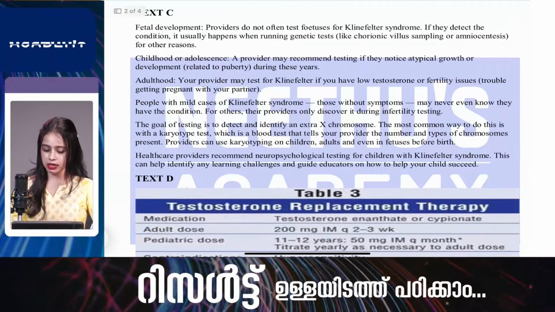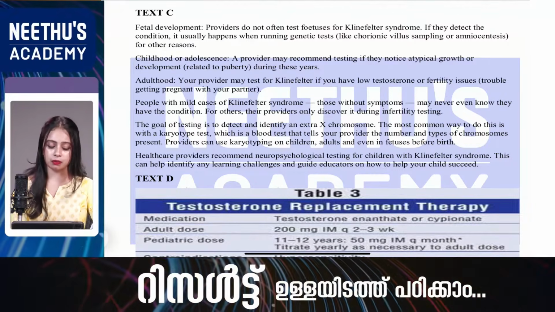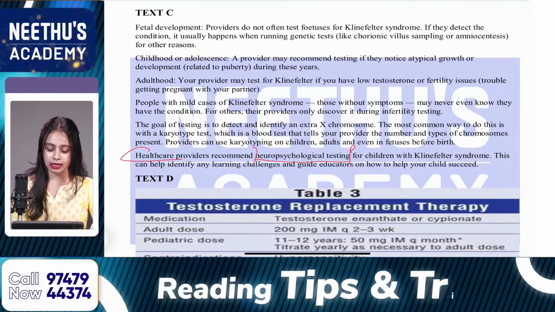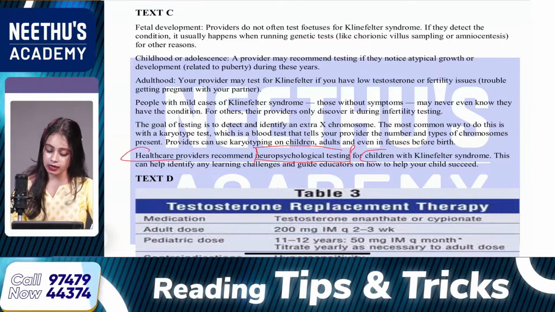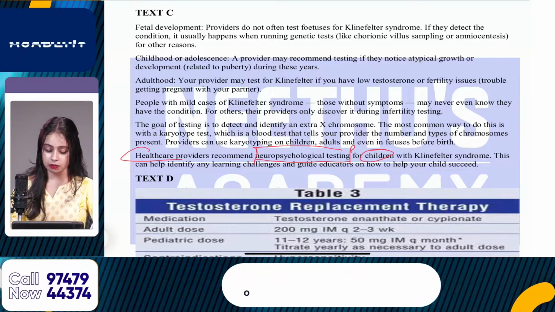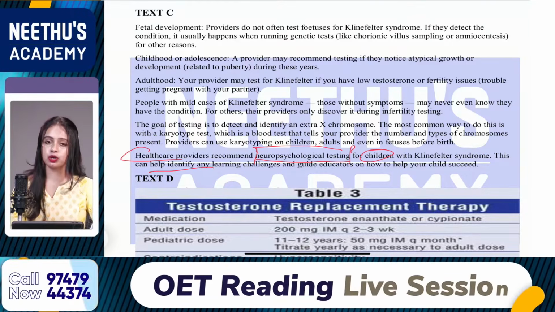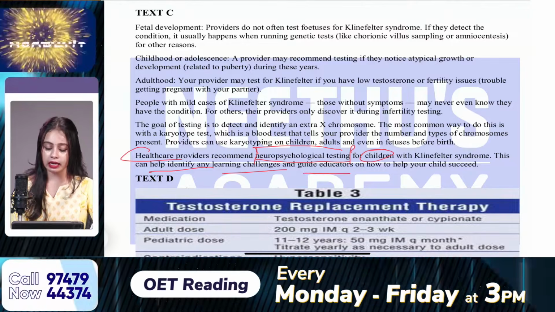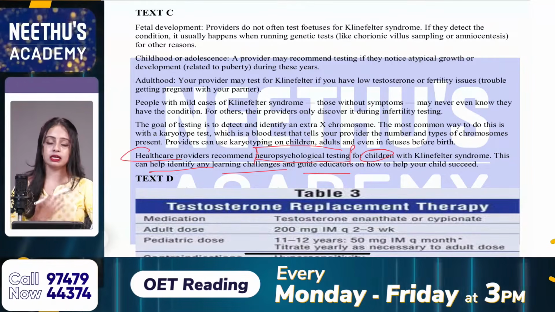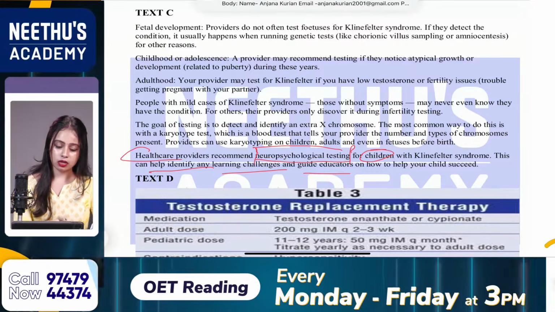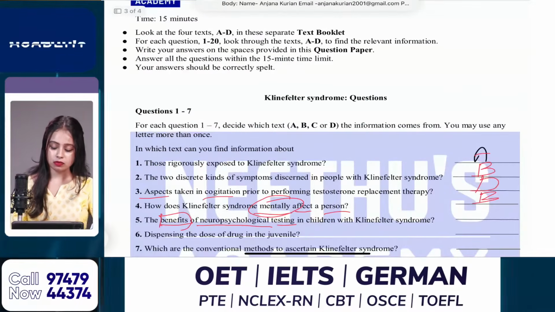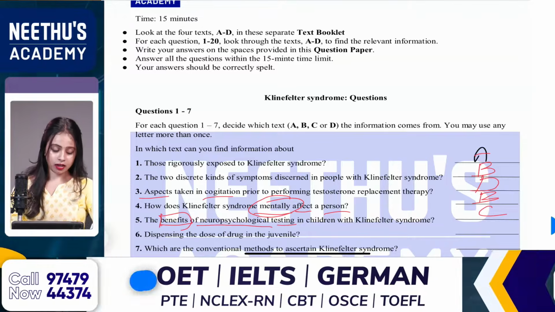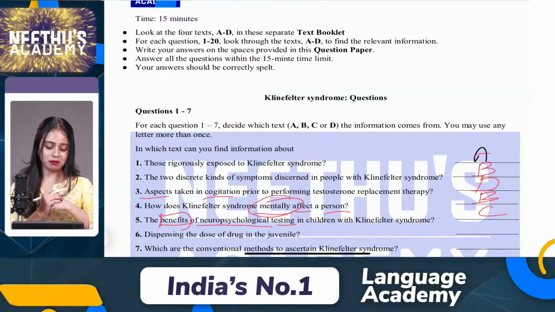I'm just looking into text C. It is from the last paragraph. Healthcare providers recommend neuropsychological testing for children with Klinefelter syndrome. This can help identify any learning challenges and guide educators on how to help your child succeed. So the answer is C. Okay, Kirtu, I'm so happy to hear that.